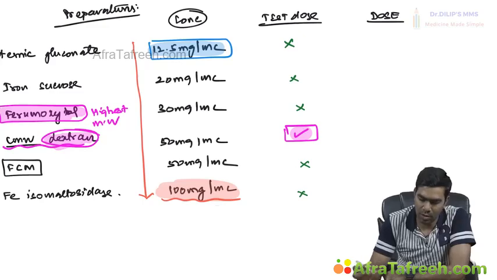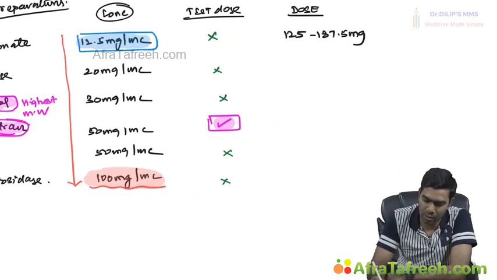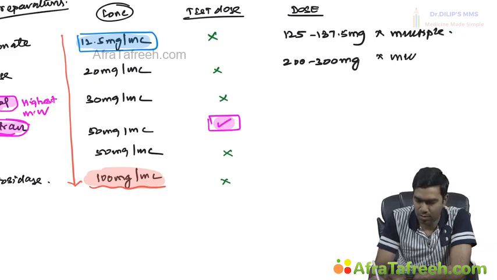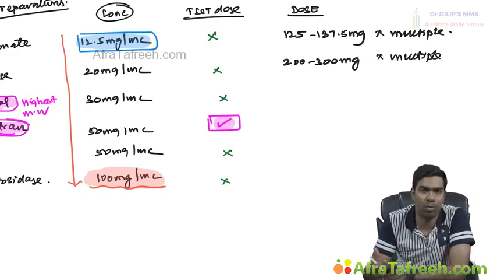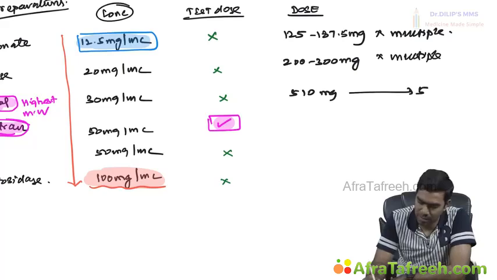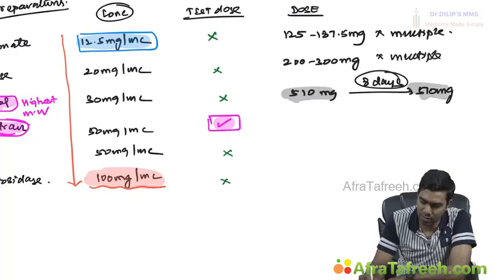And what about iron gluconate? How much can you replace? You can replace ferric gluconate 125 to 187.5 milligram, and you can give multiple doses. Similarly, iron sucrose you can give 200 to 300 milligram in multiple doses, which means you cannot replace heavy doses at one point with these two compounds. Next you have ferrumoxytol, where you can replace 510 milligram in 2 doses, the second dose 8 or more days apart. This is the standard dose of ferrumoxytol.